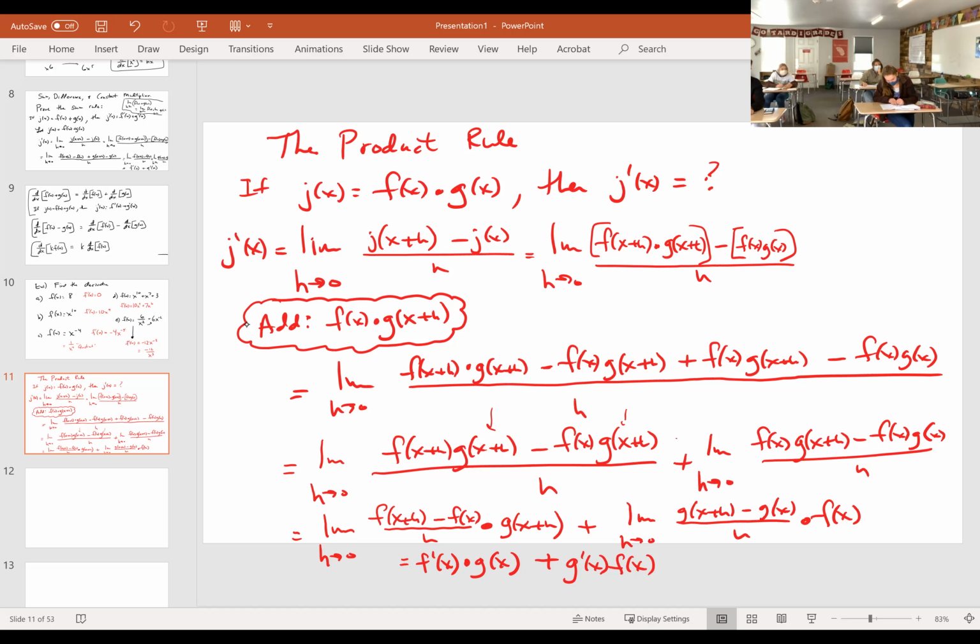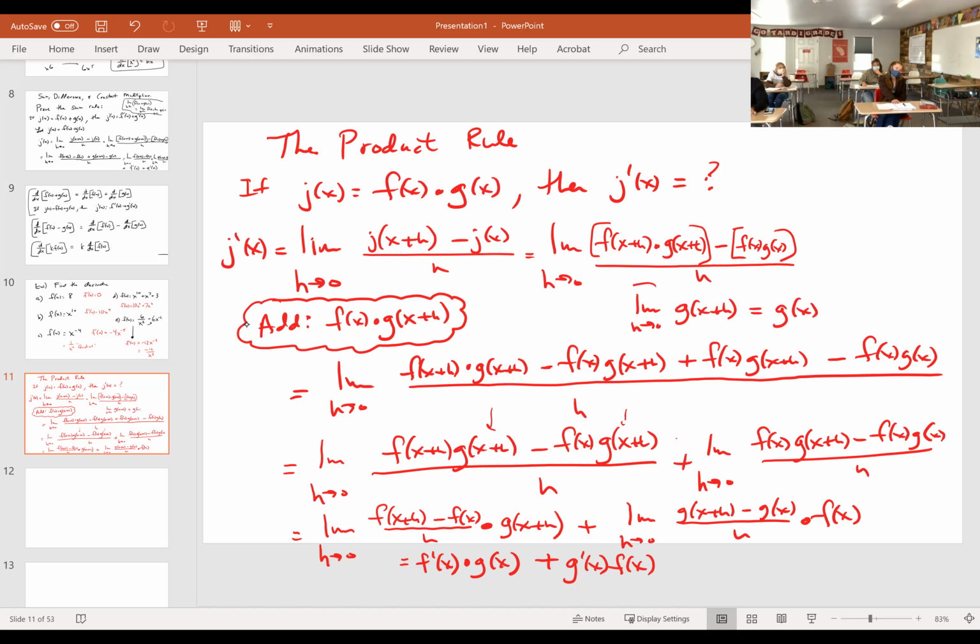Isn't it f prime of x times g of x plus h? Oh, because h is 0. Yes, plug h equal to 0 into g, and that's times f of x again. So off to the side, just real quick: the limit as h goes to 0 of g of x plus h is just equal to g of x.